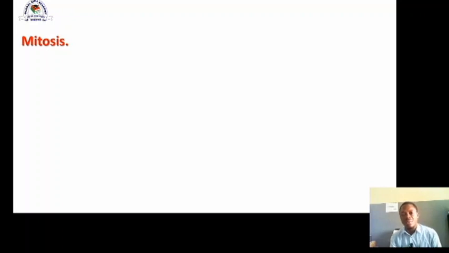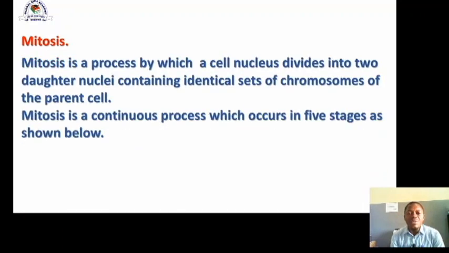Now let's consider this word, or terminology rather, mitosis. Mitosis is a process by which a cell nucleus divides into two daughter nuclei containing identical sets of chromosomes of the parent cell. Mitosis is a continuous process which occurs in 5 stages as shown below.